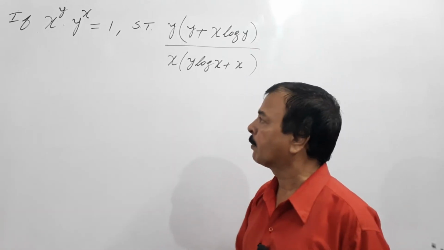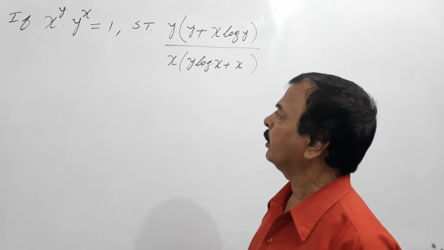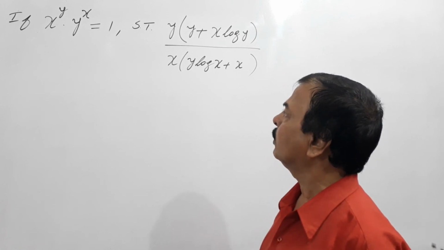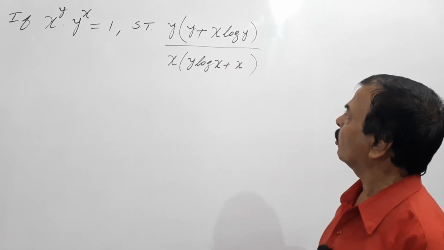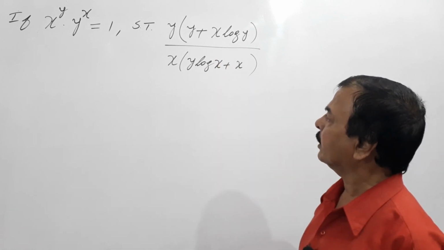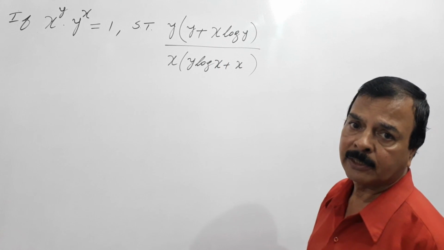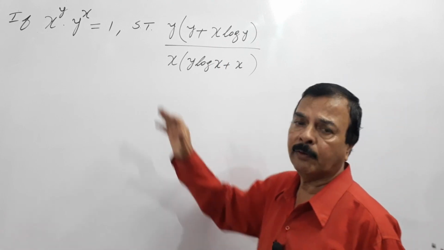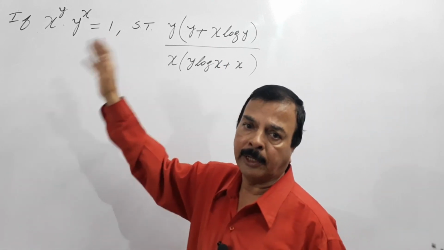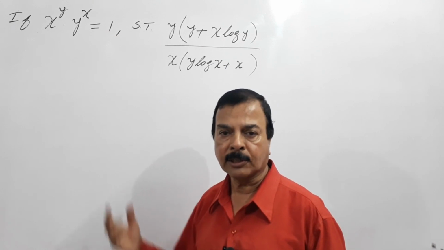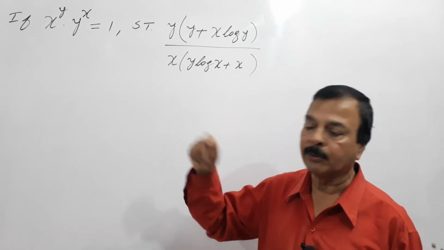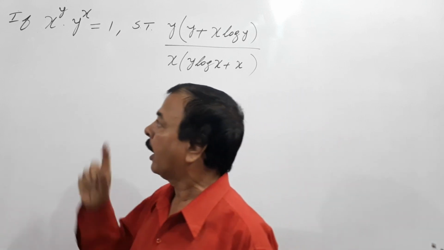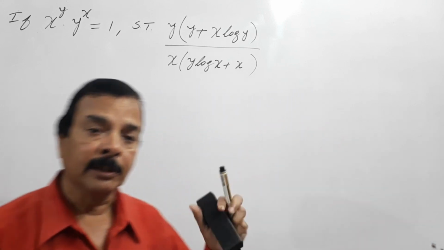Dear students, we have a problem, x to the power of y into y to the power of x equals to 1. Show that dy by dx equals y into y plus x log y divided by x into y log x plus x. So we have to prove this. Whenever we have some problem with powers, try to take log on both sides and solve the problem. I have told you. So let's do this problem so that you will understand. Have patience while doing this problem.